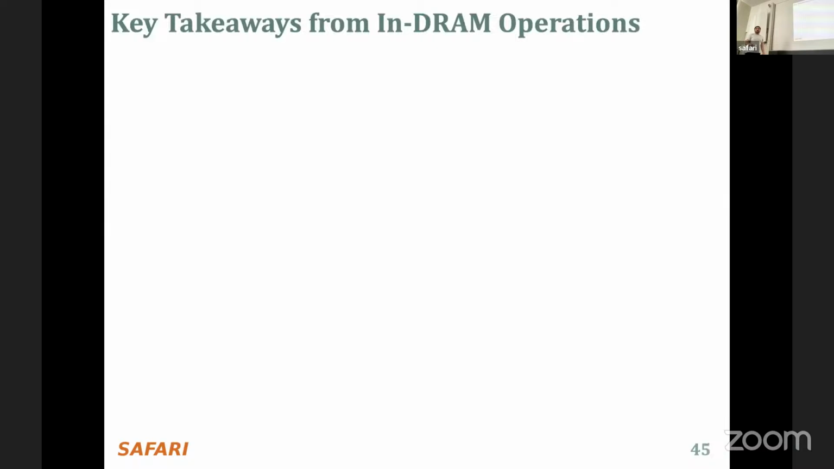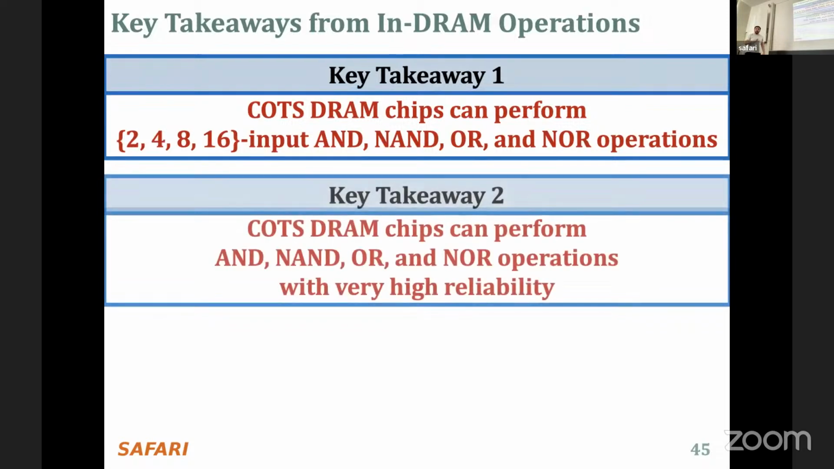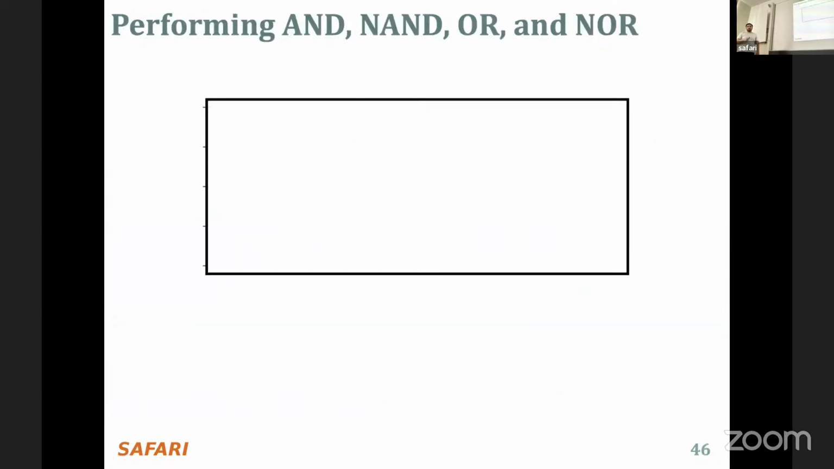And we have 3 key takeaways from these experiments. The first one is that off-the-shelf DRAM chips can perform 2, 4, 8, and 16 input AND, OR, and NOR operations. And the second key takeaway is that they can perform these operations with very high reliability. And the data pattern only slightly affects the reliability of these operations. So let's go to the first one.